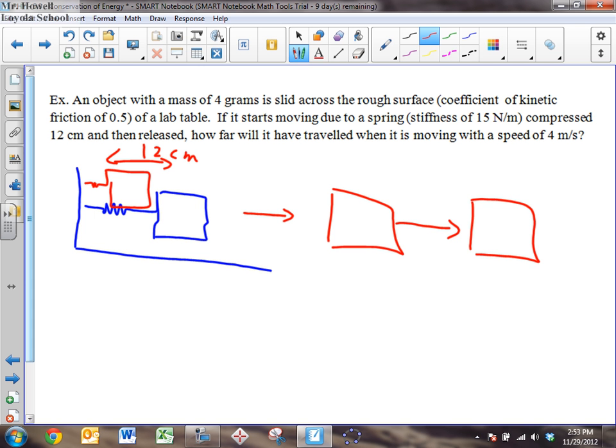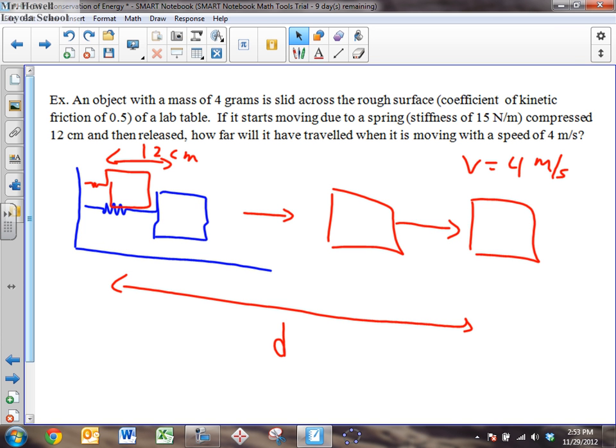Until at some point in time, it's going to have a velocity of 4 meters per second at some instant. I want to know how far this object has traveled. What distance has this object traveled when it's at a velocity of 4 meters per second? Now, it's definitely going to come to rest after a certain amount of time because there's friction involved. But we're not asking how long or how far it goes before it comes to rest. Okay, but I want you to think about that idea when we do this problem as well.